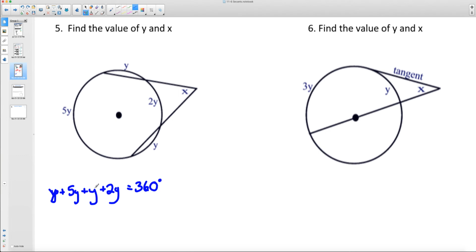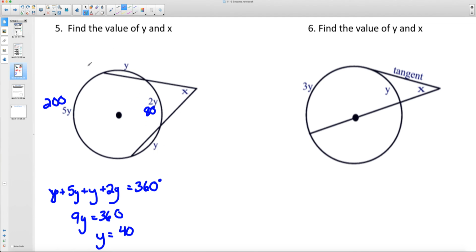So 5, 6, 7, 9y equals 360 degrees. So y needs to be 40 degrees. Okay, now that we know that y is 40 degrees, we can go ahead and substitute everything in. So this is going to be 200. Substitute 40 in for y. This is going to be 80. We don't need to really know these, but this would be 40 and this would be 40.